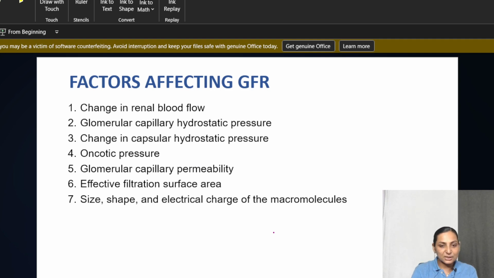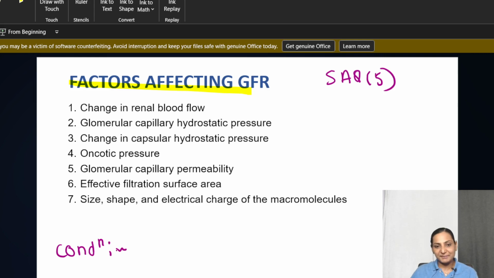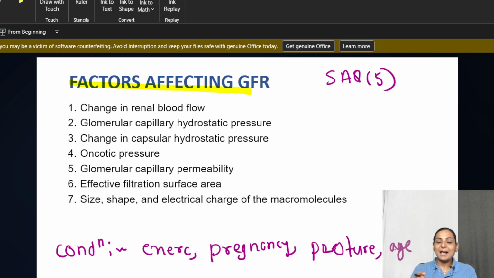Now, this was the question: what are the factors affecting GFR. This can itself come as an SAQ to you, a 5 marks SAQ. Now, I am not asking you the conditions. If I am asking you the conditions affecting GFR, then you will have to write conditions like exercise, pregnancy, posture, age. These all come as conditions. But what the question is, is factors affecting GFR.